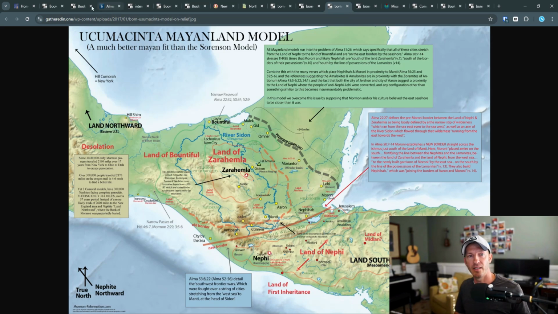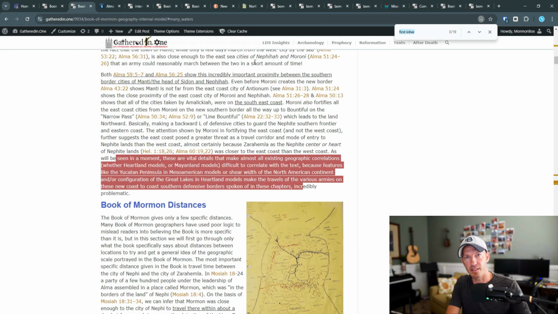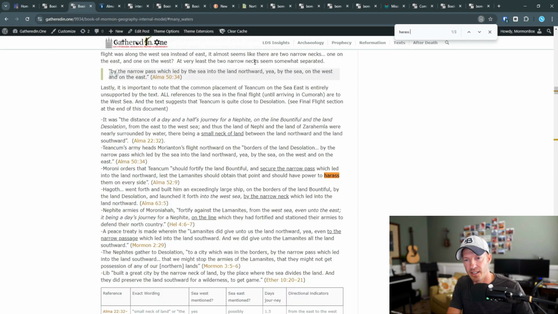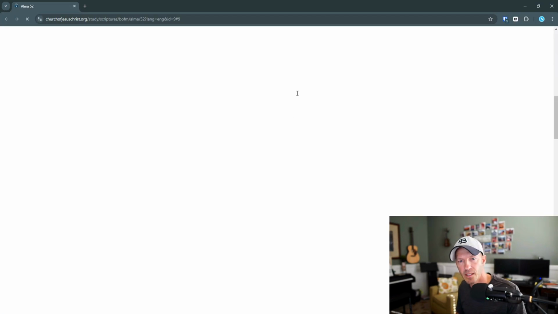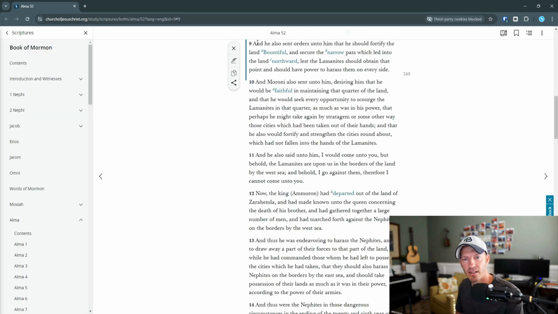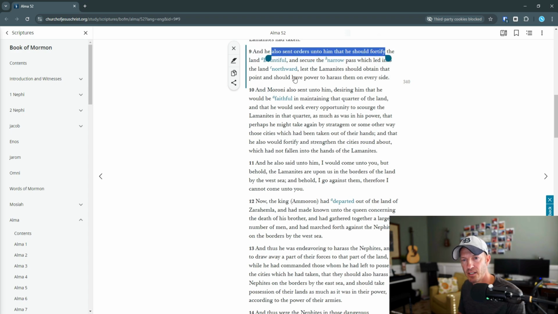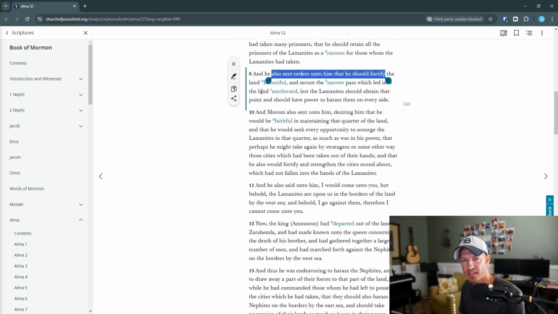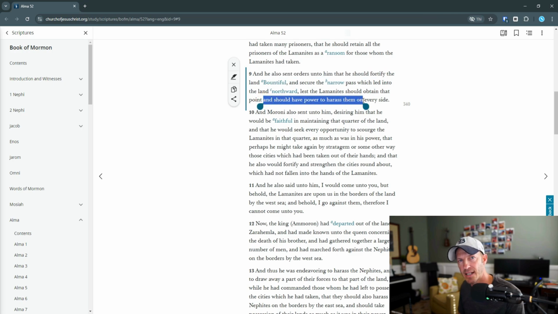Okay, and let's look that up really quick just because I want to make this point. Harass them on every side. There it is right there, and I just want you to read it so you know exactly what I'm talking about. Alma 52:9. This is Moroni. And Moroni also sent orders unto Teancum that he should fortify the land Bountiful to secure the narrow pass which led into the land northward, lest the Lamanites should attain that point and should have power to harass them on every side.